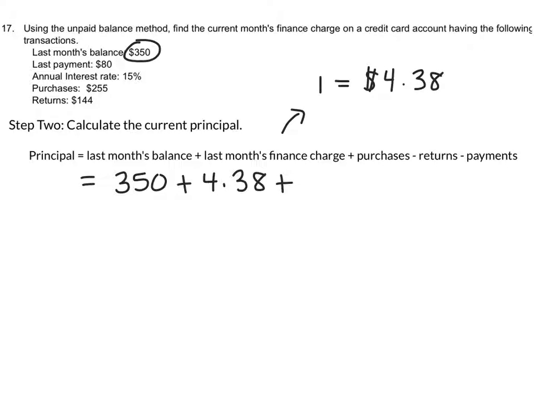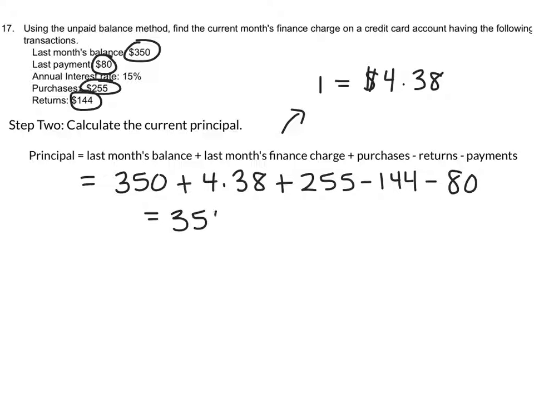Then we add the amount of purchases, which is $255. We subtract the returns of $144, and we subtract any payments, which here we have $80. Now when we do that, we can first add $350 plus $4.38, and we get $354.38.